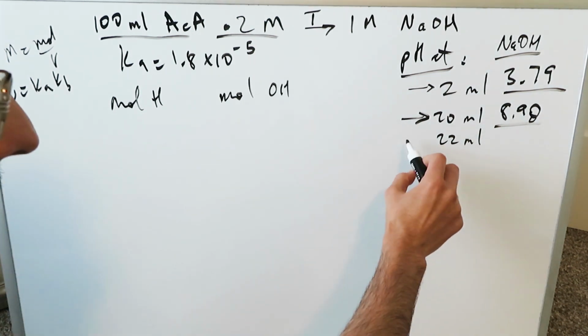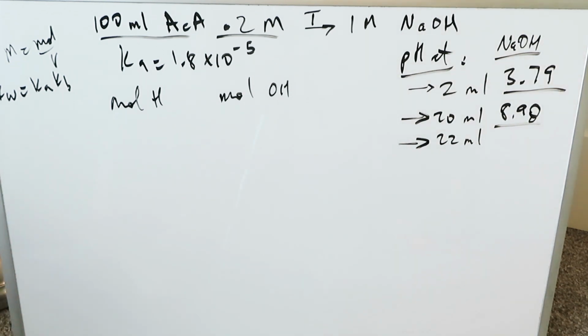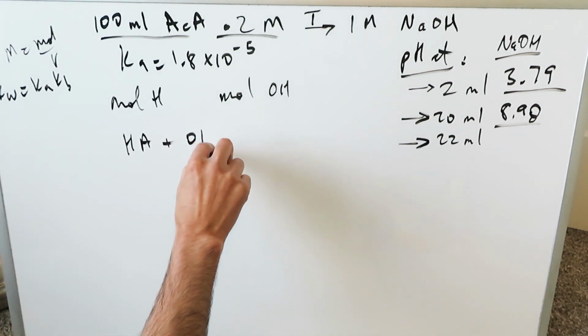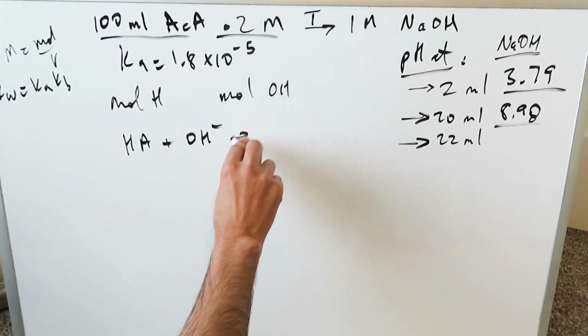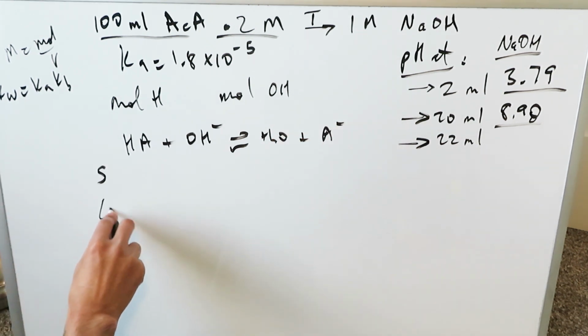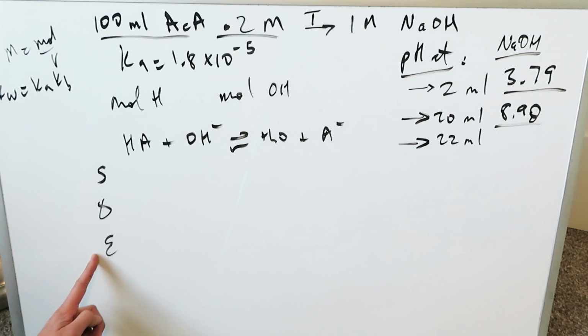Now we are here at this very last one, and it's easy because now you know you're past the equivalence point, the strong base will dominate. But again, look at everything like this. HA plus your strong base, weak acid, strong base. You'll get your water, but you'll also get your conjugate base. We have a start, change, and an end or final.